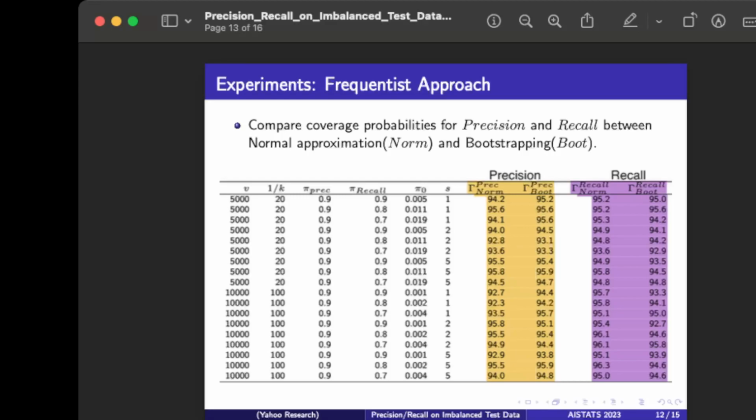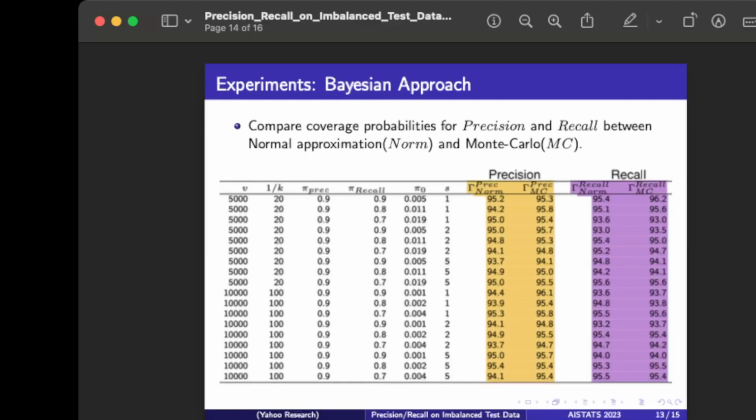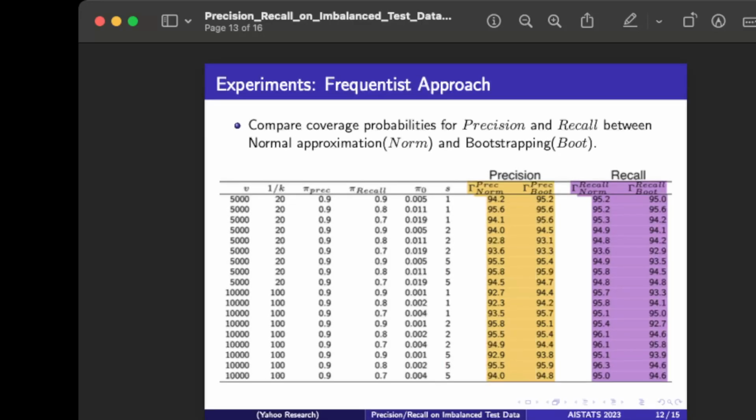So this page and the next page show the experimental results for frequentist approach and the Bayesian approach. Both these two tables show the coverage probabilities for precision and recall at various parameter combinations. Coverage probability gives the proportion of times the true precision and recall was in the interval. We see that overall, the confidence and the credible intervals hold their levels reasonably well for all four methods, since most coverage probabilities are close to the expected value, 95%.